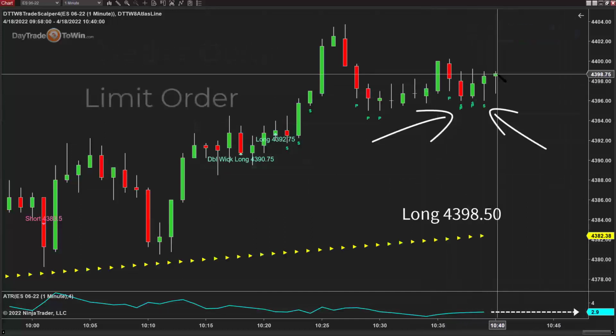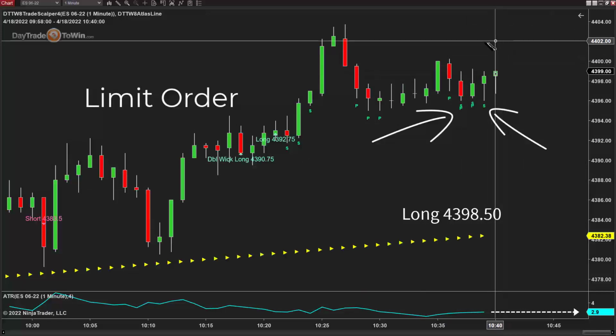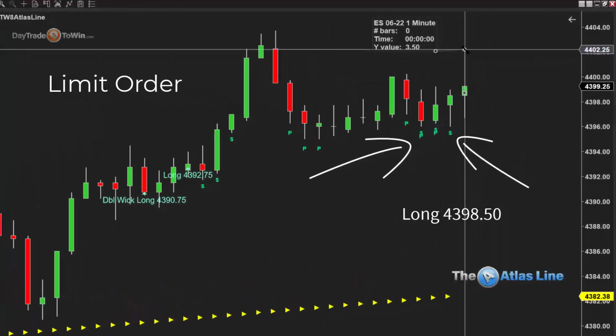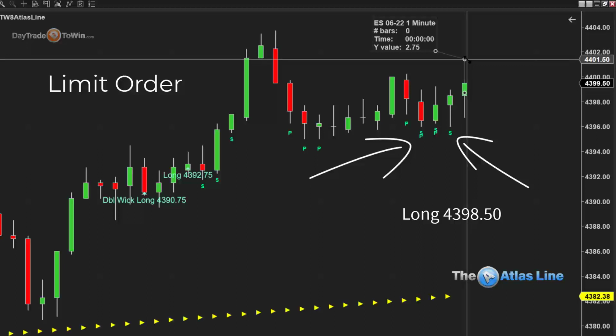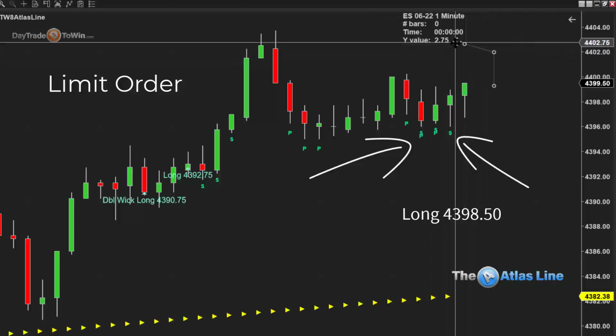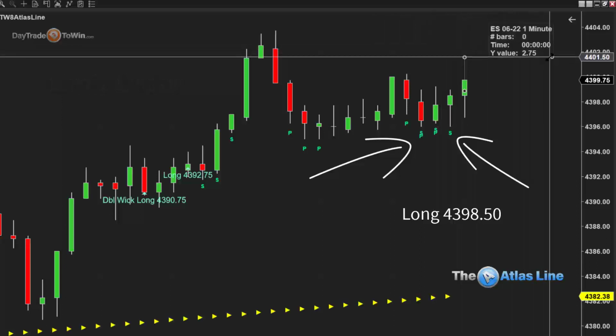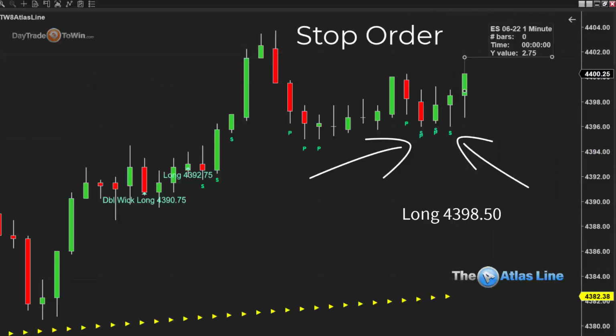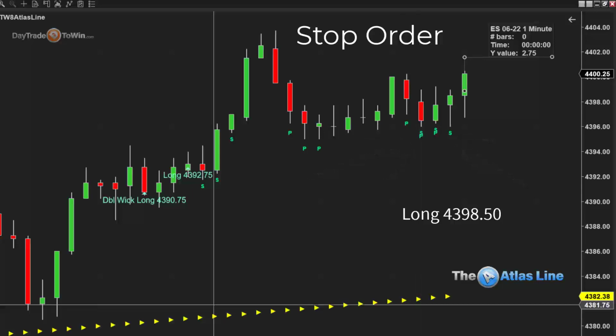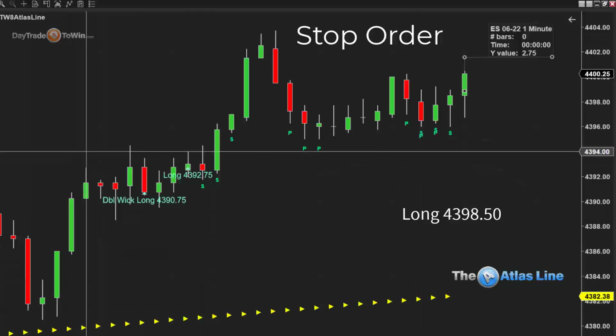You can use a limit order, which means no slippage whatsoever. But with a limit order, it's possible that you're not going to get filled at that price. So a limit order says I want this exact price or nothing. You can also use a stop order. Usually stop orders, they lead you in a direction. So as the market goes up, you want to jump on board at a specific price higher. In this case, I used a market order.